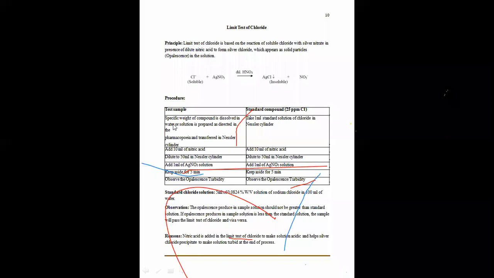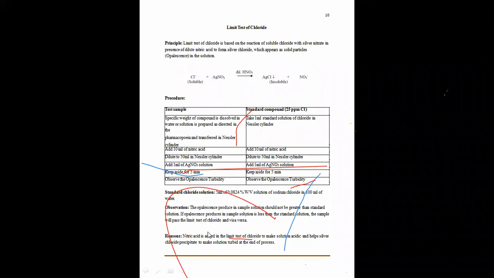See, if the opalescence produced in the test solution is not greater than in the standard solution, then our test sample will pass the limit test of chloride. In the opposite case, if the opalescence produced in the sample solution is greater than in the standard solution, that means the test solution contains more chloride ion, and that sample will not comply with the standards given by the Indian Pharmacopoeia.